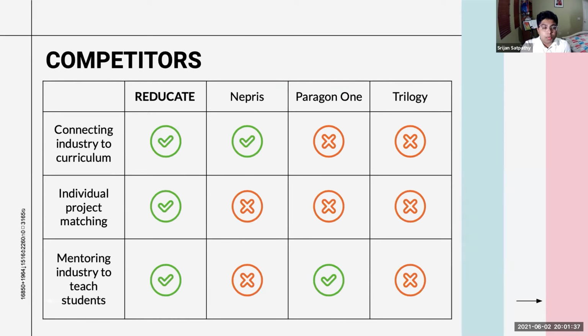NEPRIS, which is more of an industry to student connection, doesn't satisfy the bottom two. Paragon 1, more of an externship program, satisfies only one. And Trilogy, more of a professional development, none. So we can see that Reducate has some prowess in this area. And now, Anjali, take us to current status.